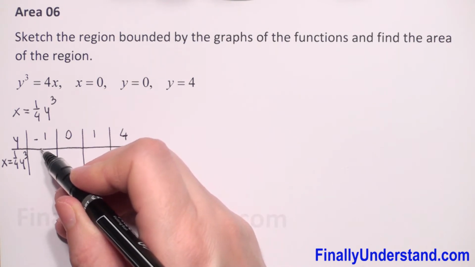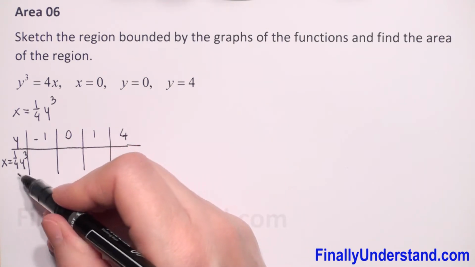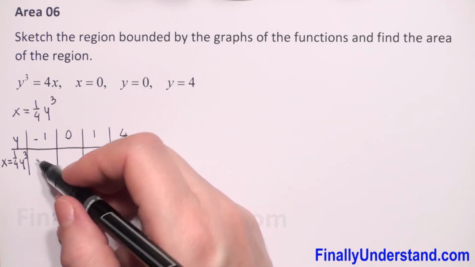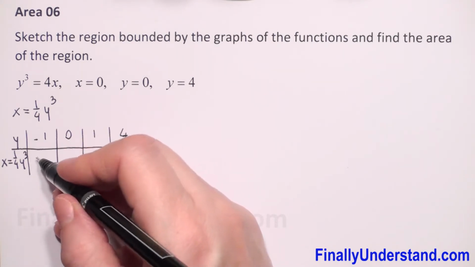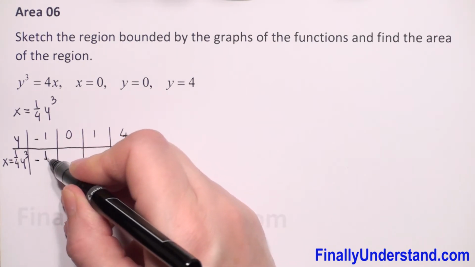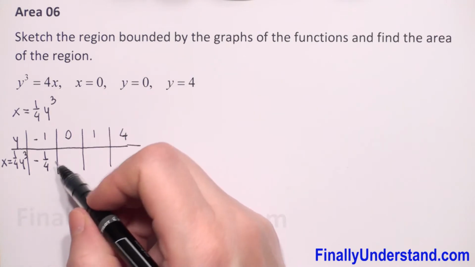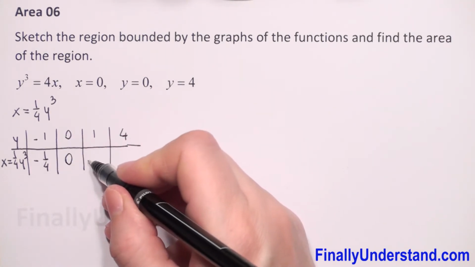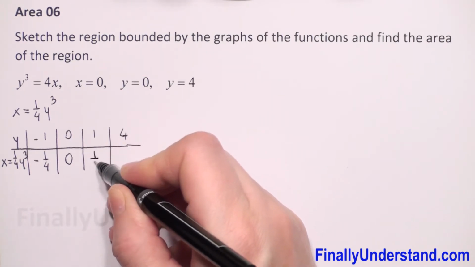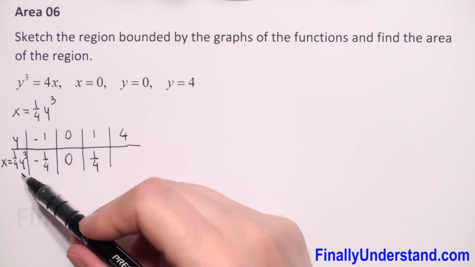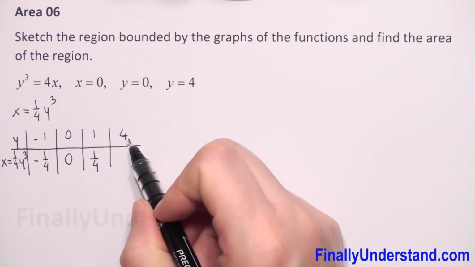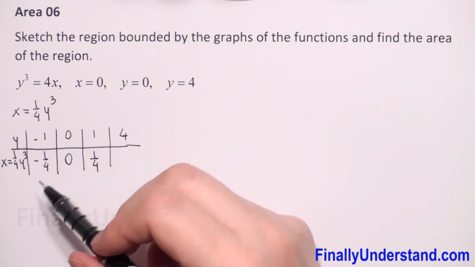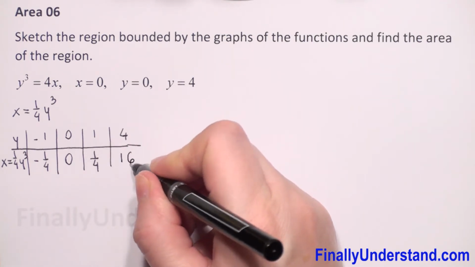For y equals -1, we will have 1 over 4 times -1, because -1 to the third power is still -1. So we have -1 over 4. 1 over 4 times 0 to the third power is 0. So 1 over 4 times 1 to the third power, so we have 1 over 4. 1 over 4 times 4 to the third power is 64, times 1 over 4 is 16.